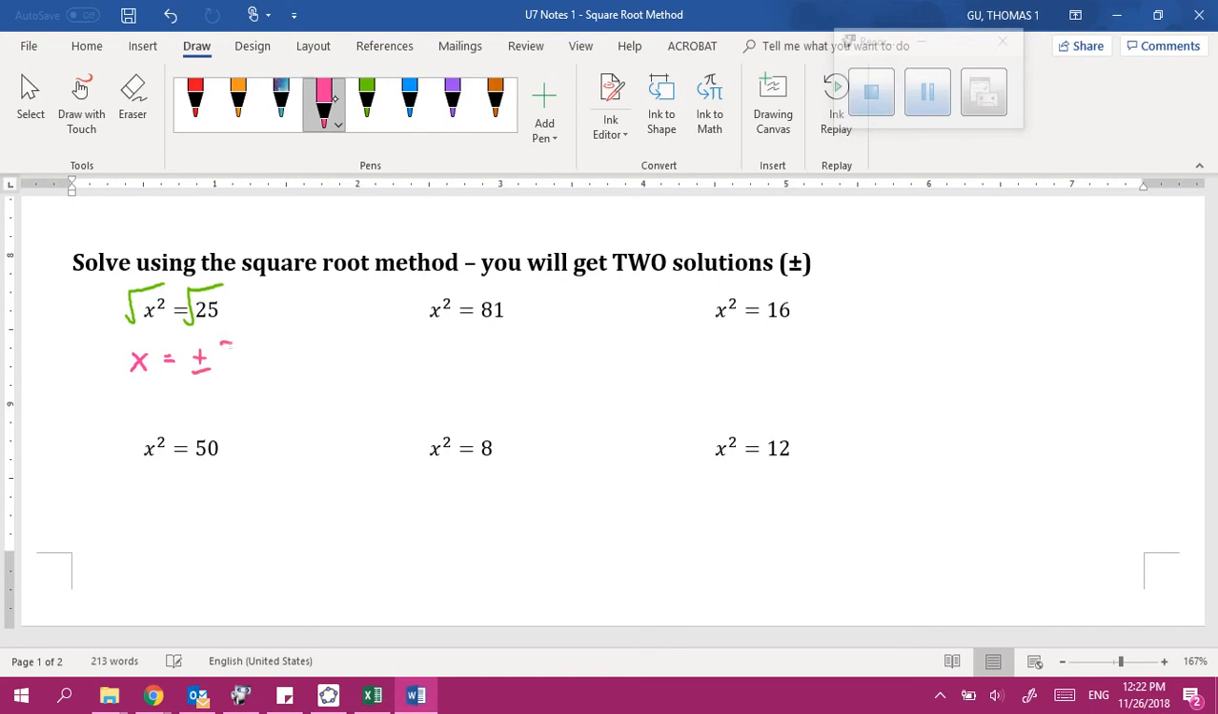Right, positive or negative 5. Even in the instructions, they told you there's two solutions, positive or negative. So x equals positive or negative 5. Okay? Next, we have x squared equals 81.